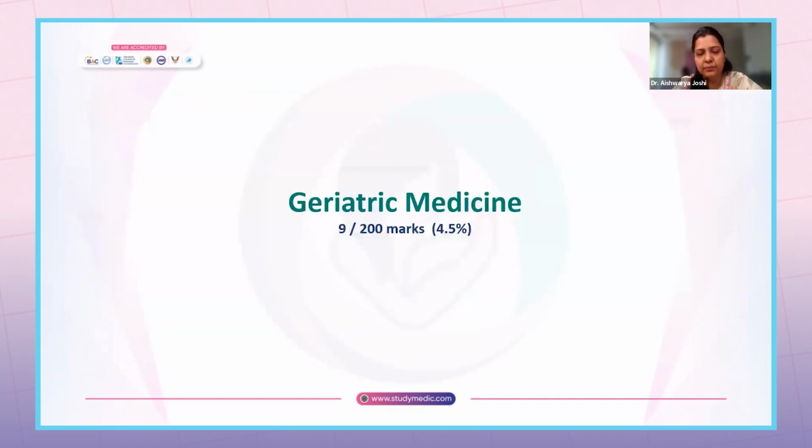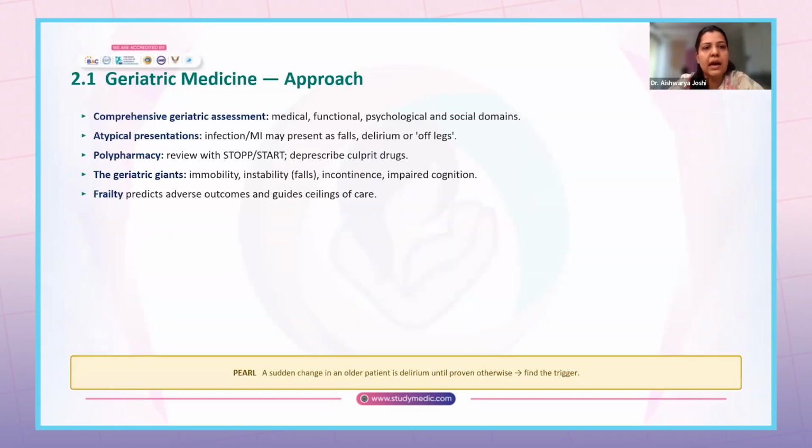Now we move to geriatric medicine. We start with comprehensive geriatric assessment of medical, functional, and psychological and social domains. In an elderly, we need to focus on polypharmacy, psychological support. Atypical presentation, it could be infection, MI, which may present as falls, delirium, or off legs. Polypharmacy, review with stop or start.